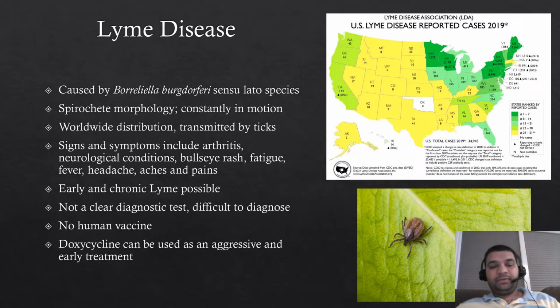For this case, we are going to be talking about Ixodes scapularis. Some signs and symptoms of Lyme disease include arthritis, neurological conditions, bull's eye rash, fatigue, fever, headache, aches and pains, and even more that are not as well understood. There are also a few different disease manifestations: early Lyme disease, chronic Lyme disease, as well as disseminated Lyme disease.